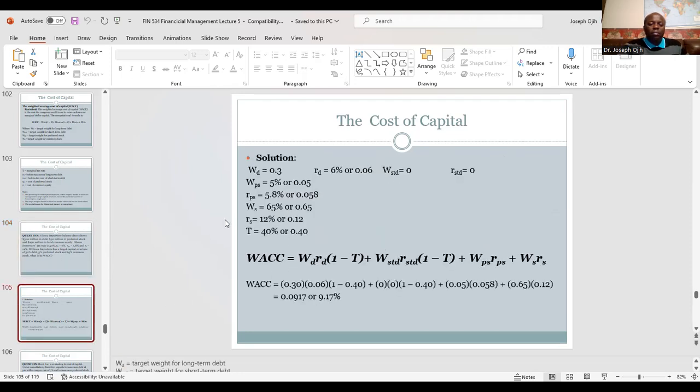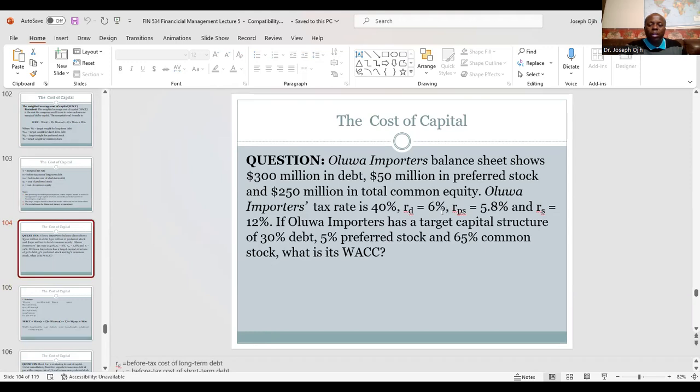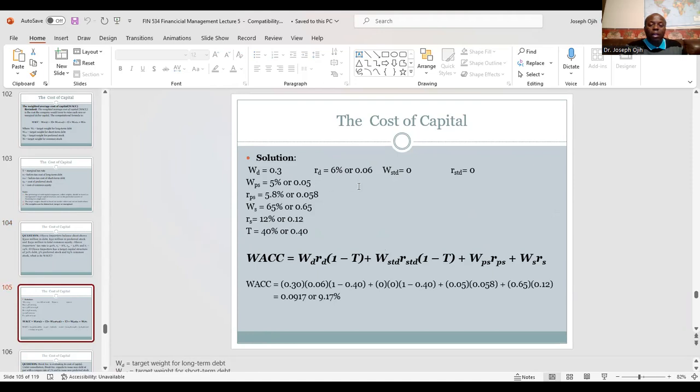Next one is the cost of long-term debt, which will be represented by RD, the before-tax cost. The before-tax cost of long-term debt is 6%, which we see in the question. Then for the short-term debt, there's nothing. There's no short-term debt, so we put 0 for short-term debt since there's none.